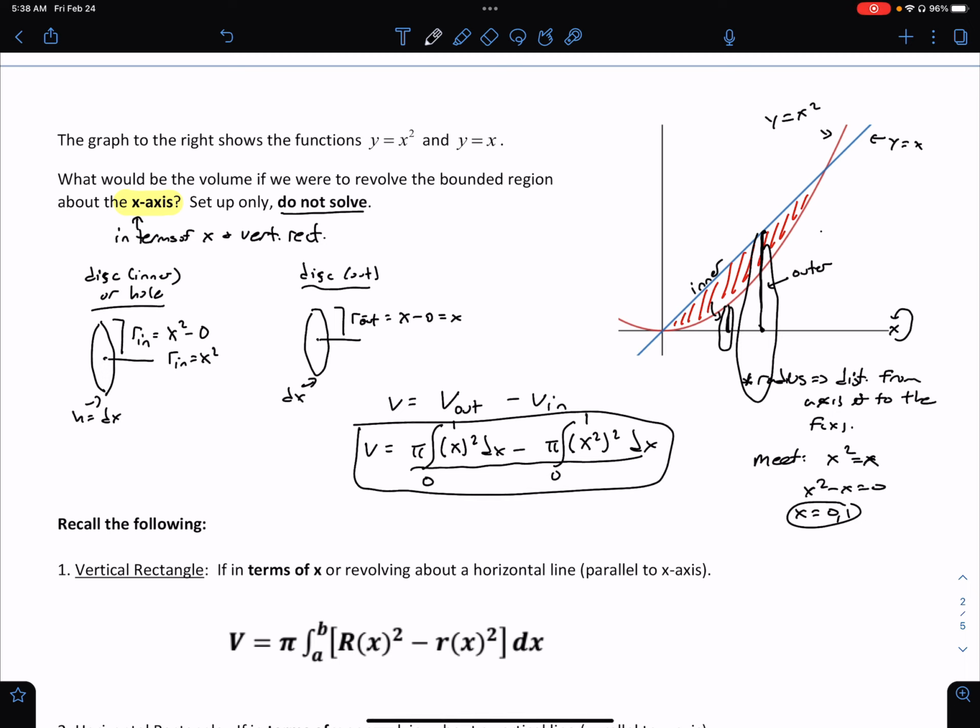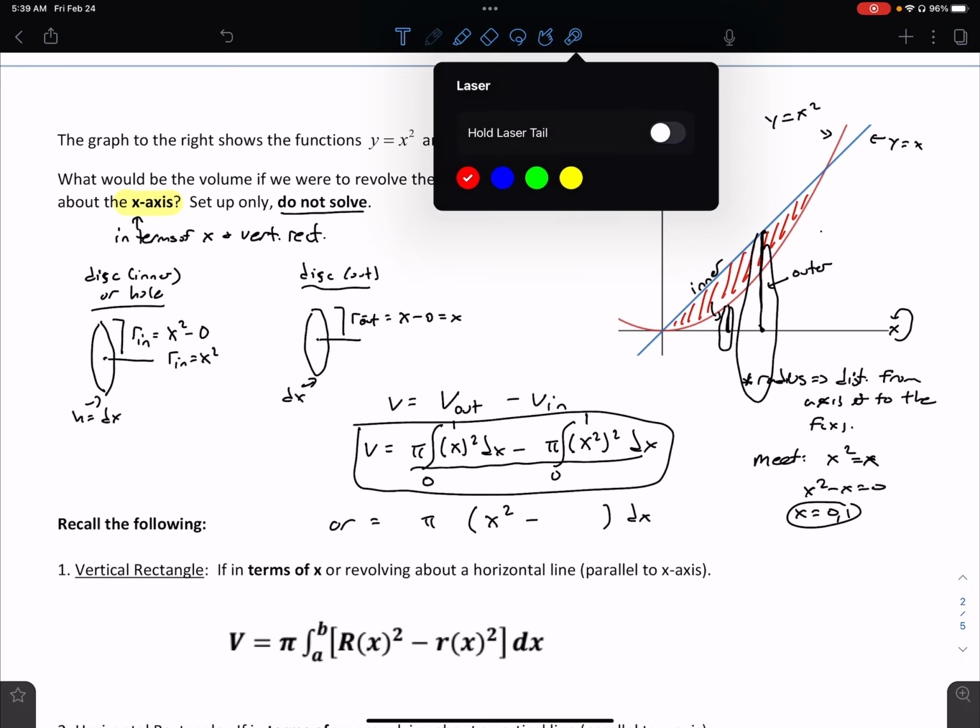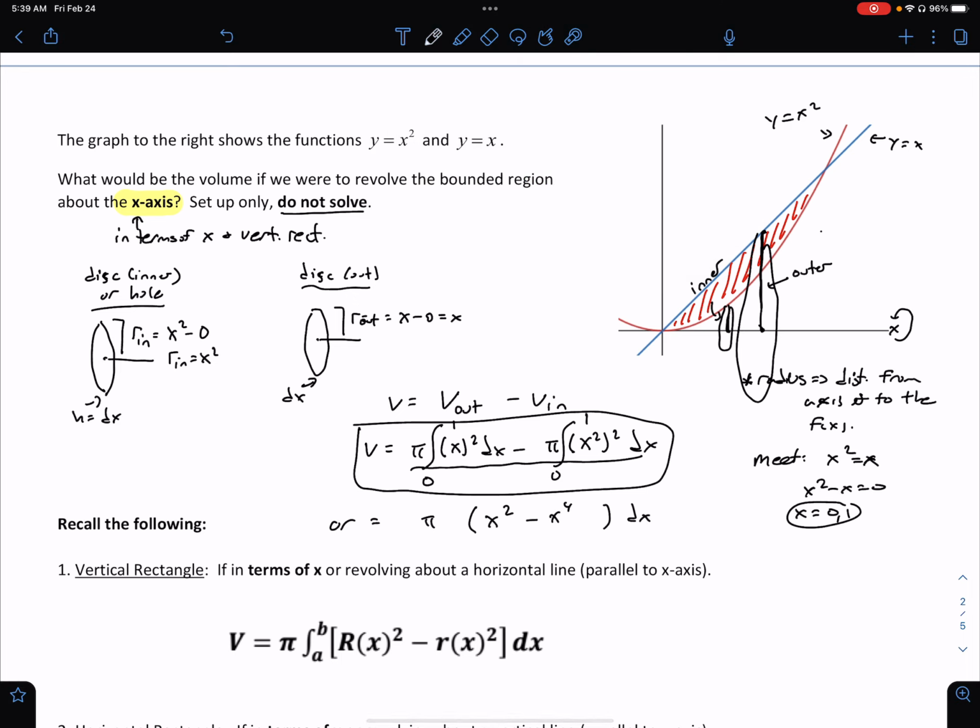Now I can leave it like this, or I can factor some things out. They both have a pi, and they both have this dx. So the outer becomes x, whoops, sorry, that's an x squared, excuse me. The x squared minus, and this one becomes x to the fourth. And we would evaluate that from 0 to 1. And there's our answer. You can write it either way.